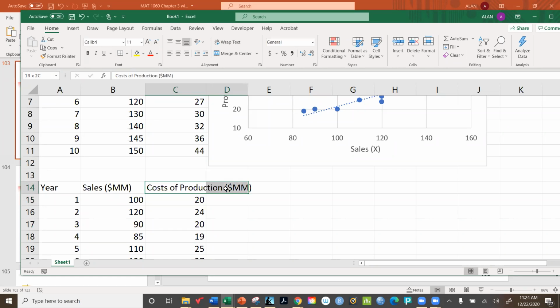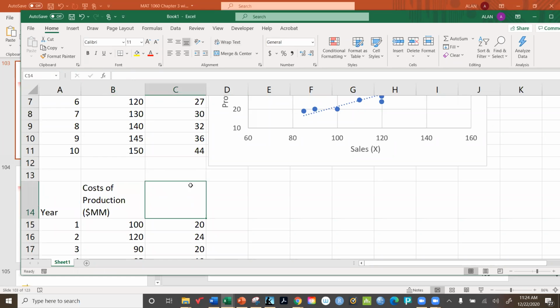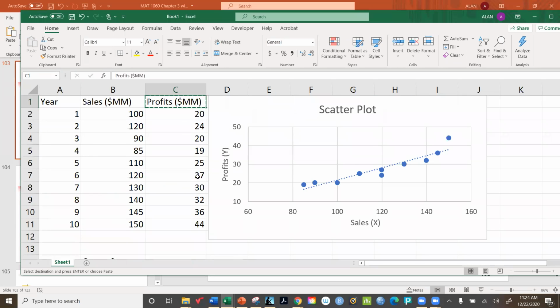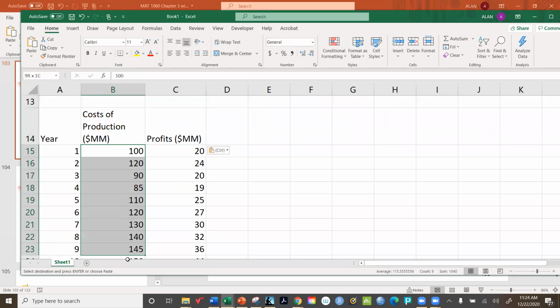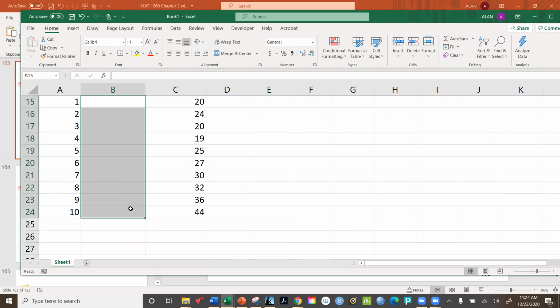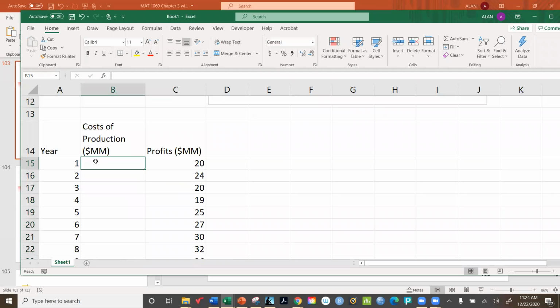Oh, actually, I did this wrong. This should have been on this side instead of sales. This is still profits. We'll keep the same profits, but I'll change the cost of production. Okay, so let's see, what can we do here? So this would be like labor and raw materials and things like that. Let's see, 50.